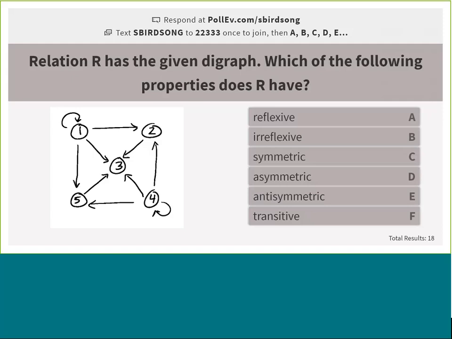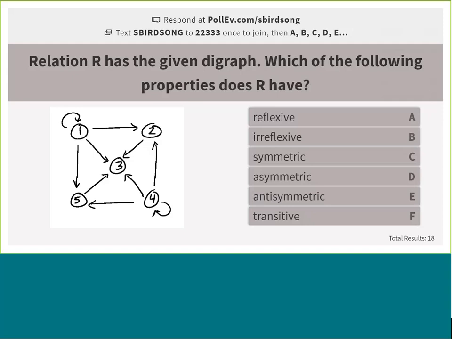Symmetric, you have to have the connections go both ways. So having even one arrow like this, that's a single arrow, means that's not going to be symmetric. Asymmetric means you can't have any loops. We have loops, so it can't be asymmetric. Antisymmetric has all the single connections and loops. We don't care one way or the other. So this guy is definitely antisymmetric.